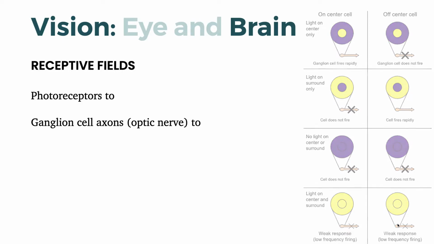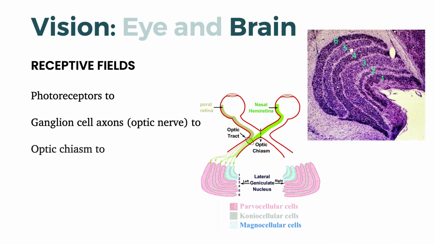Okay, now from the ganglion cells, we go to the optic chiasm, which you know about, and from there we go to the lateral geniculate nucleus. Okay, which we talked about before. This is a little bit of a diagram of what the LGN is set up to look like. I'm not going to get into it too specifically, but I just want you to take note of the organization.